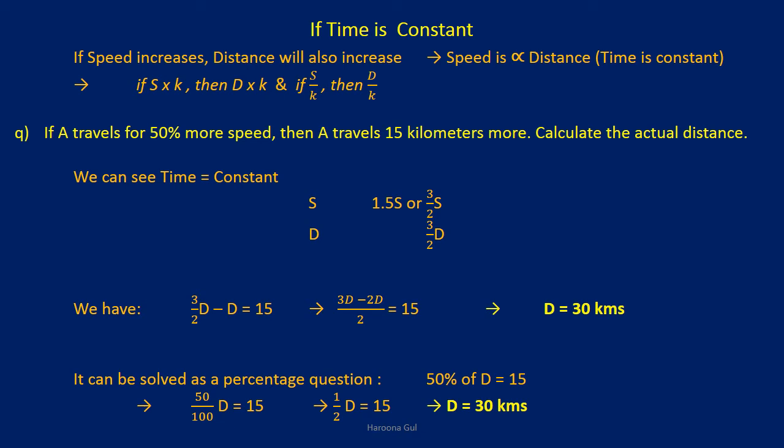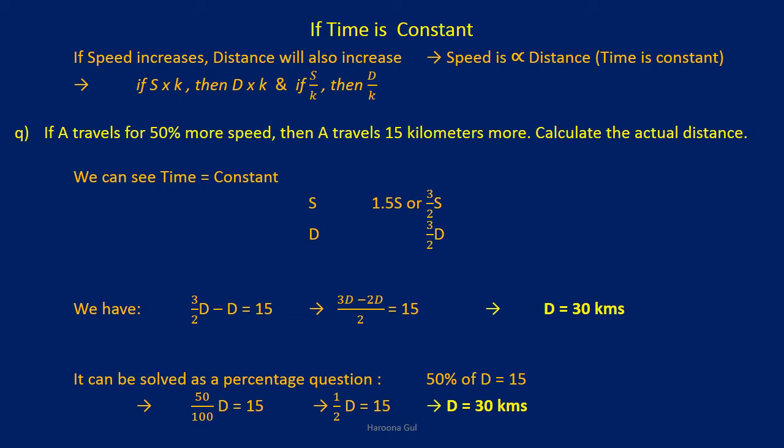Right? Now, there is a problem which says that if A travels with 50% more speed, then A travels 15 kilometers more. Calculate the actual distance. Now A travels with 50% more speed, so automatically the distance covered will also increase, right? And over here the time is constant. So 50% more means 1.5 or 3/2. So the actual speed is going to be multiplied by 3/2, which means that the distance is also going to be multiplied by 3/2, right?